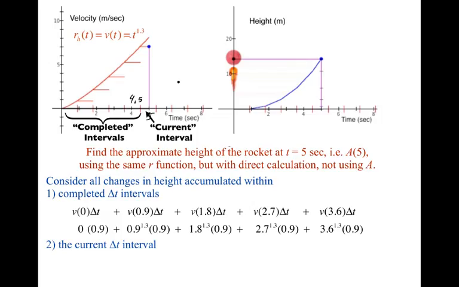Right? Because it would still be the rate at the left side, the v of 4.5. Okay? But now here's where dt comes in. Remember, dt is the change within the interval. So in the current interval, we have dt is 0.5. We have our completed intervals, which are all of width delta t 0.9. And then in the current interval is where our dt is. And that dt is not 0.9, but 0.5. It's the distance from 4.5 to 5. So we would add all that up.